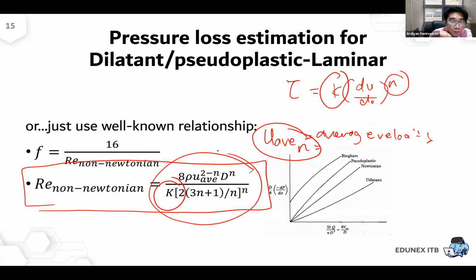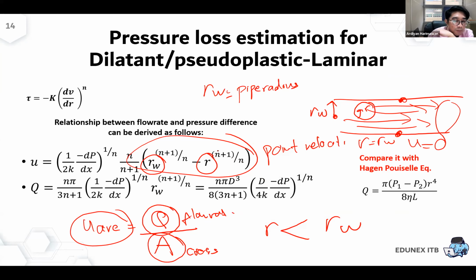If you know the value of the flow rate. But sometimes the measured one is not the flow rate, but the axial pressure difference, dP over dx, or maybe minus dP over dL, same, right? This is the axial direction. Axial means the direction along the pipeline.